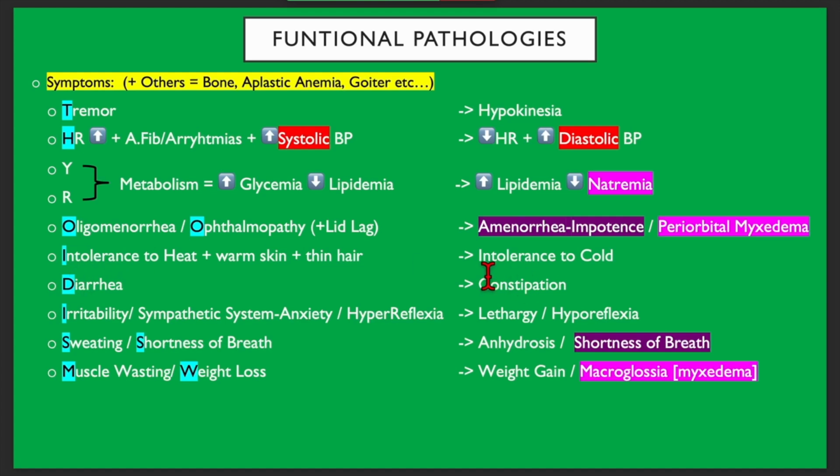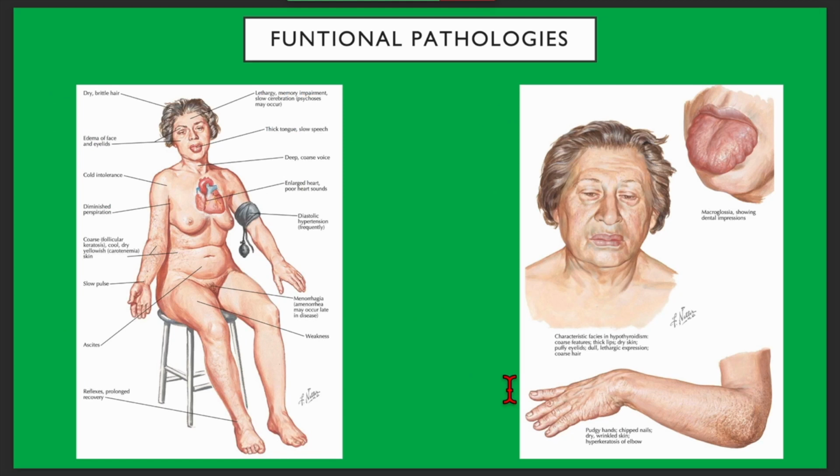Diarrhea becomes constipation. The irritability, sympathetic system and hyperreflexia become lethargy and hyporeflexia. Sweating and shortness of breath become anhydrosis and again shortness of breath. And then the muscle wasting and weight loss become weight gain and macroglossia. So that's myxedema on the tongue. Yeah, so like this. That's the macroglossia. That's the myxedema face, the face of the myxedema.